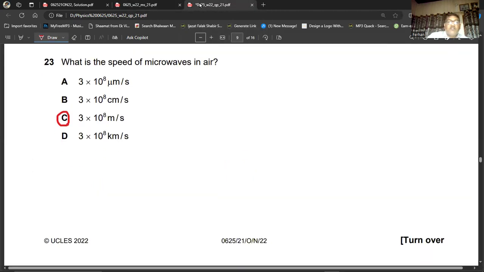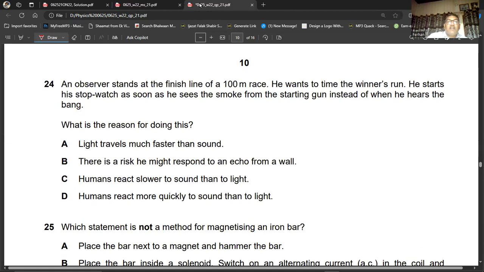Okay, so we are going to the next part, question number 24. An observer stands at the finish line of a 100-meter race. He wants to time the winner's run. He starts his stopwatch as soon as he sees the smoke from the starting gun instead of when he hears the bang. What is the reason for doing so?